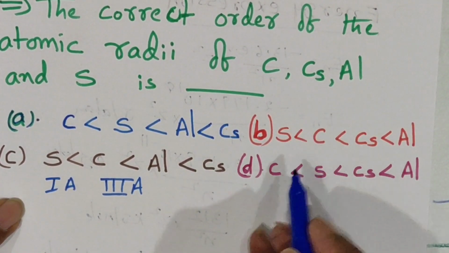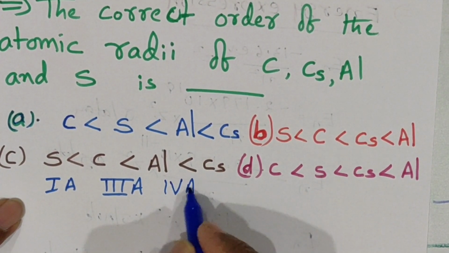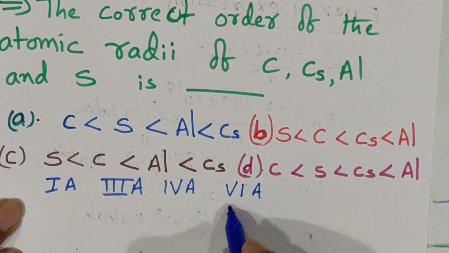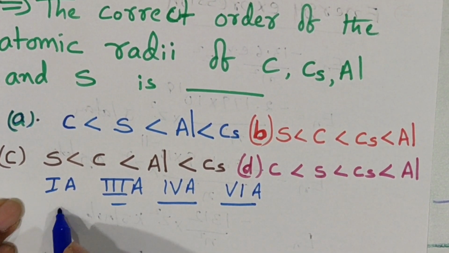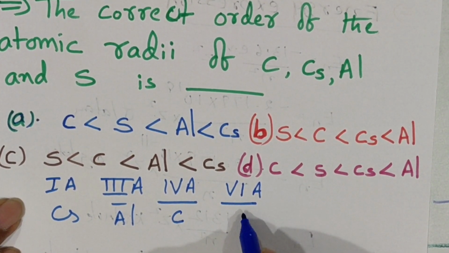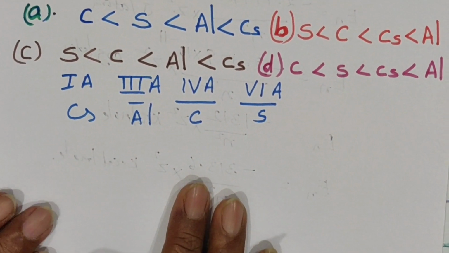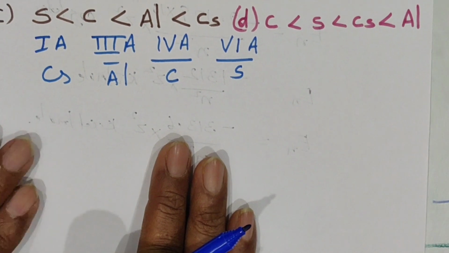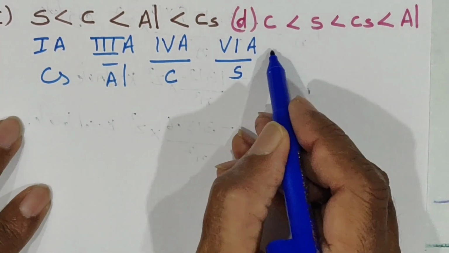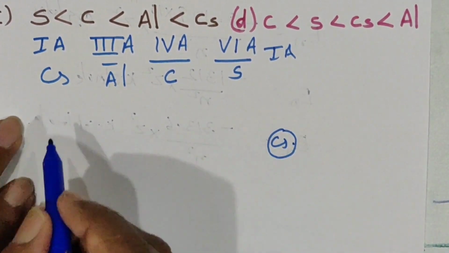Right. Next, carbon. Carbon is the fourth A group. Right. Next, sulfur is the sixth A group. Right. Now first A group cesium, third A group aluminium, fourth A group carbon and sixth A group sulfur. When we identify the correct option, first you have to observe the place of these elements in the periodic table. So in first A group, cesium is the last but one. It is bigger in size.